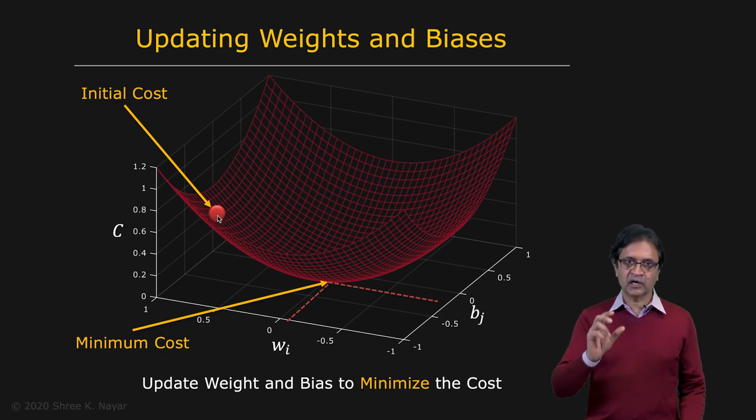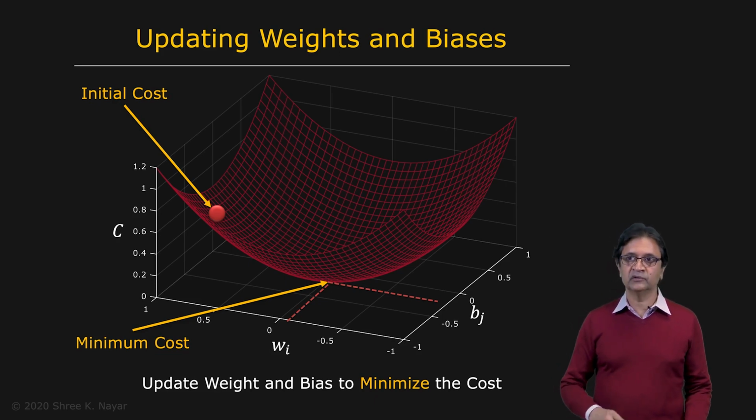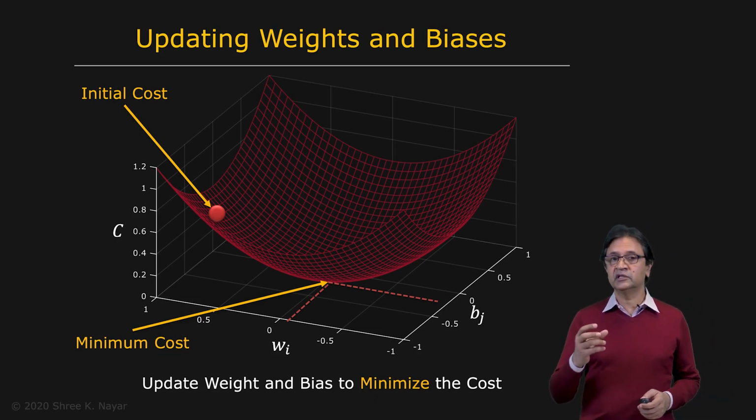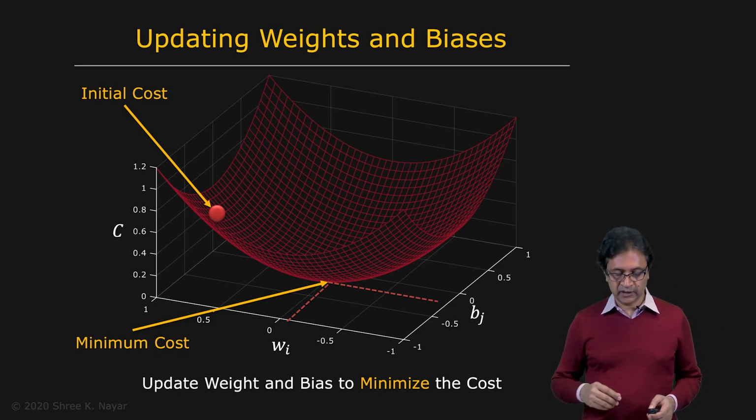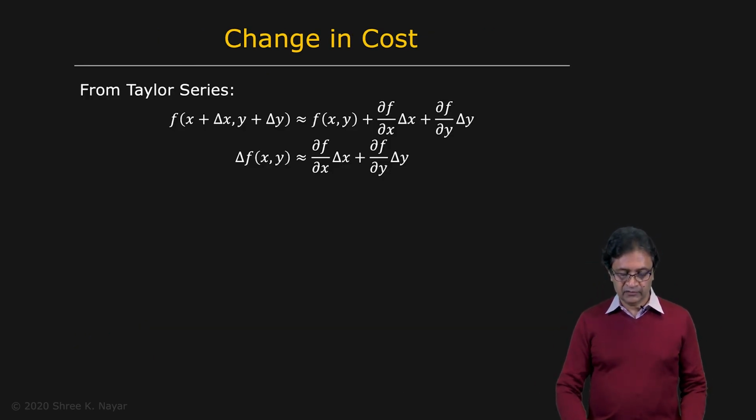We essentially want to update the weight and the bias so that with each update we reduce the cost and finally end up at the minimum of the cost function right here and find the corresponding values of Wi and Bj. That's our goal. So we are interested in making these updates and also measuring the change in the cost because of these updates. So how do you measure the change in a function?